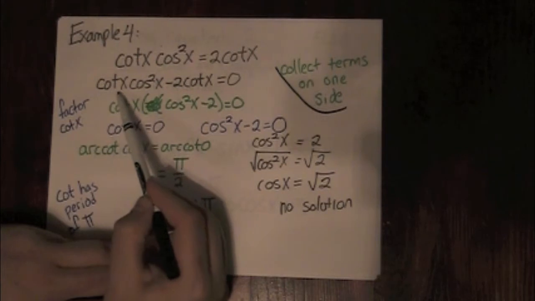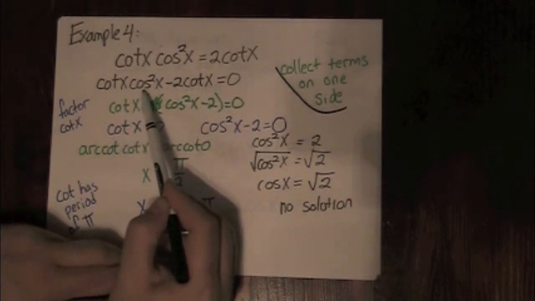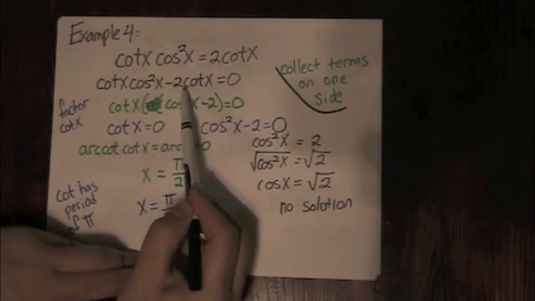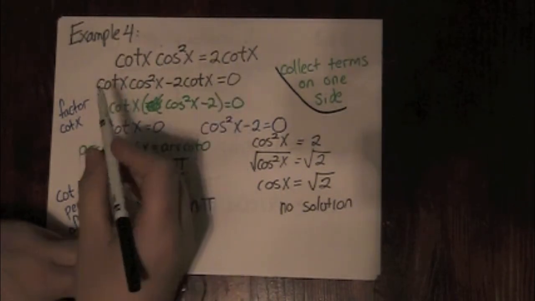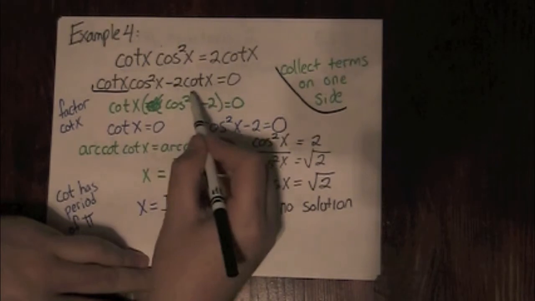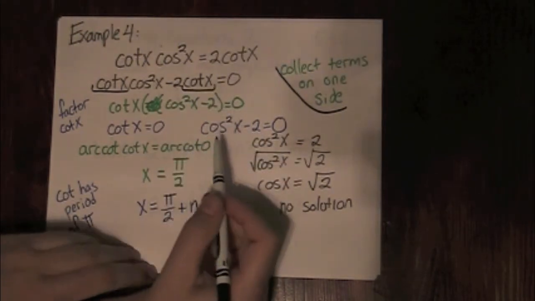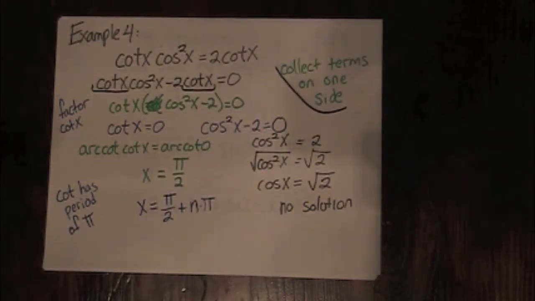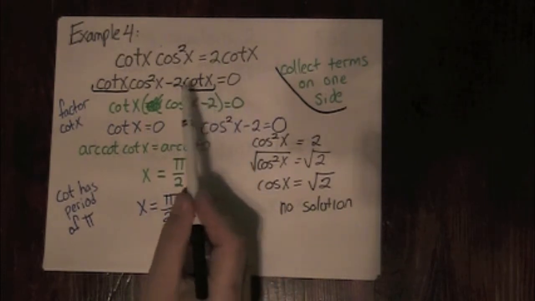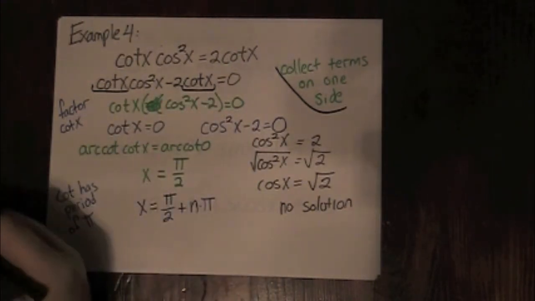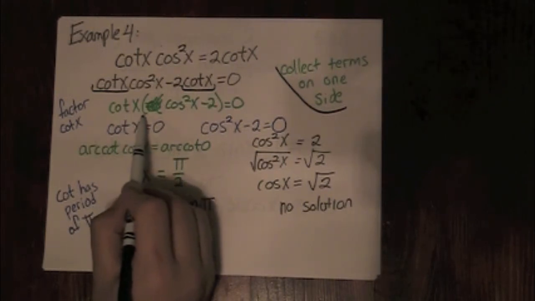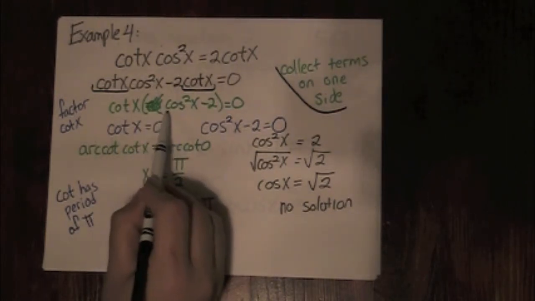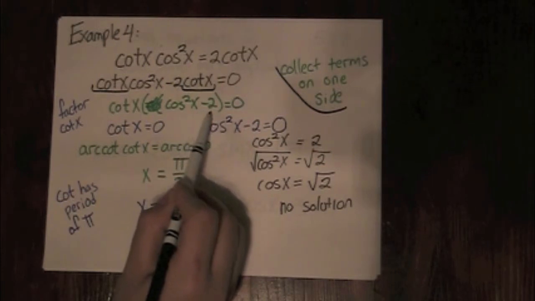Then I've got cotangent of x times the cosine of x squared minus 2 times the cotangent of x equals 0. Next, let's factor out a cotangent of x. I can see that this is part of both of these terms, and if I factor this out, it gives me something that's a little bit more desirable for us to work with. I have cotangent of x times the quantity of cosine squared of x minus 2.